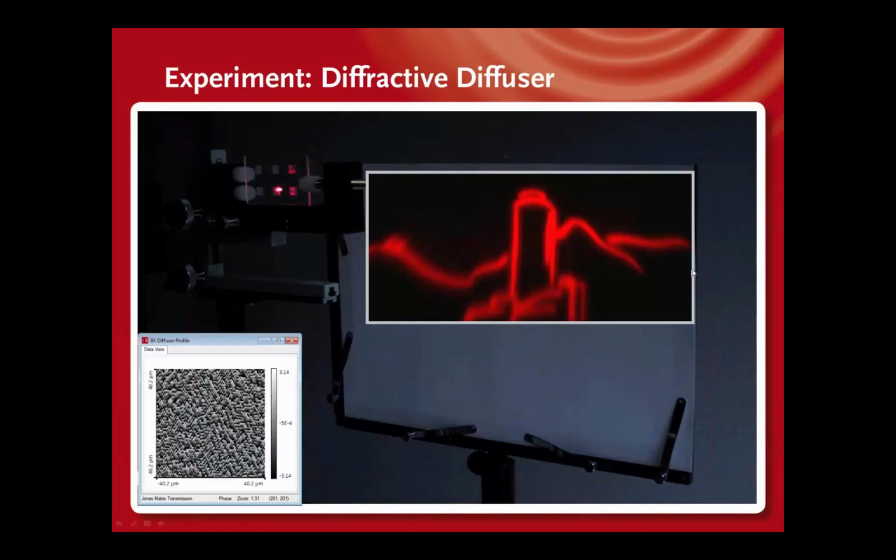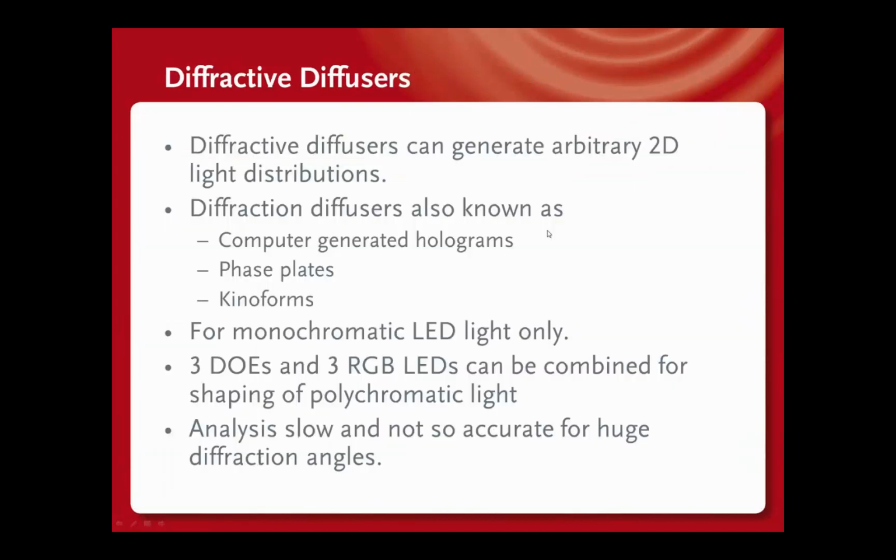You can actually also see that we are able to generate very general light distributions by diffractive diffusers. What you see here is part of this 4-level diffuser structure used for the generation of this skyline. So diffractive diffusers can be used for the generation of almost arbitrary 2D light distributions. I just like to mention again that diffractive diffusers are also often known as computer-generated holograms, faceplates, or kinoforms.